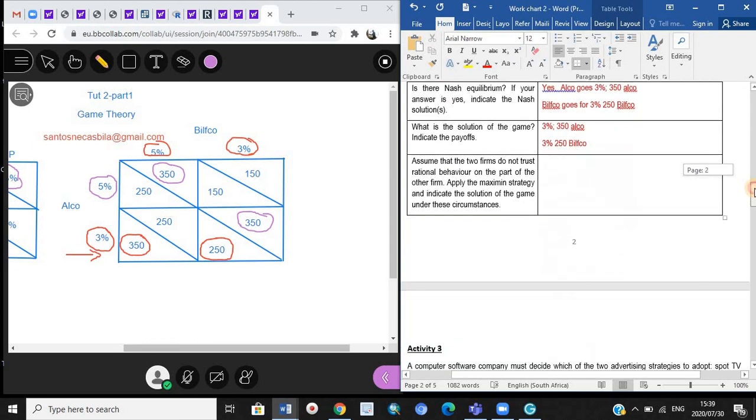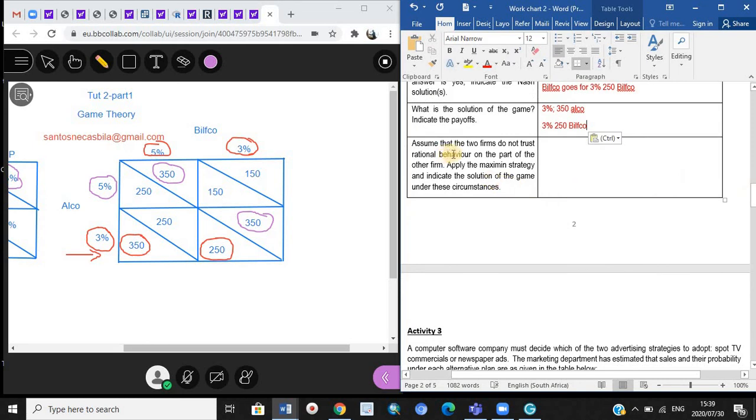So the last question is, assume that the two firms do not trust rational behavior on the part of the other firm. Apply the maximin strategy and indicate the solution for the game under these circumstances. In fact, we will say that Bilco is going to go for the maximin strategy. In this case, it's going to be 5%.